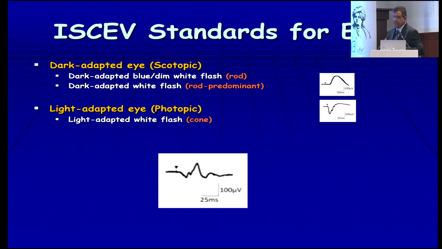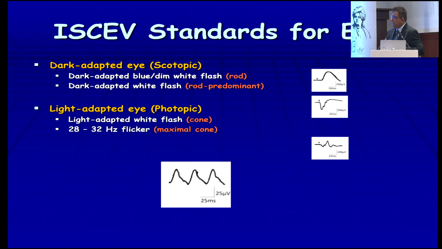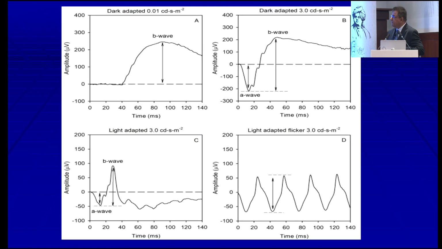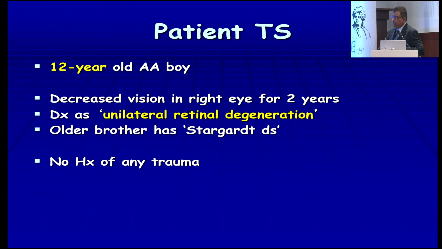Then you let the patient light adapt for about 10 minutes, and then a single white flash. You get again an A and B wave there, which is cones. And then you have a flicker, which is like the disco lights. That's what the patients say. And you get a maximal cone response, several peaks over there. So basically you're looking at these four kinds of ERG recordings to make a diagnosis. So let's go through some cases.